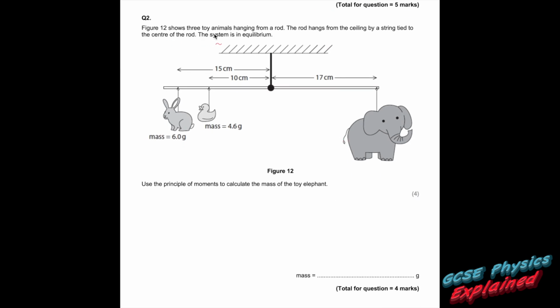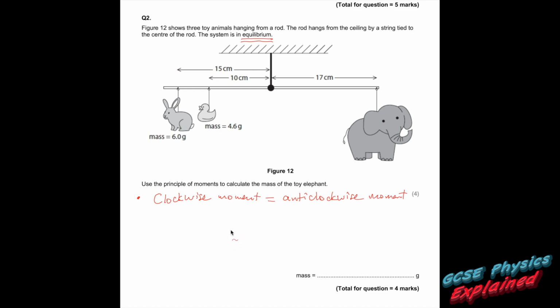Figure 12 shows 3 toy animals hanging from a rod. The rod hangs from the ceiling by a string tied to the centre of the rod. The system is in equilibrium. So that means it's balanced. Use the principle of moments to calculate the mass of the toy elephant. Right, it's very important that you pick up on the fact that it's in equilibrium. If it's in equilibrium, the first thing you want to say is that the clockwise moments equals the anti-clockwise moments. You'll get 1 mark straight away for saying that.